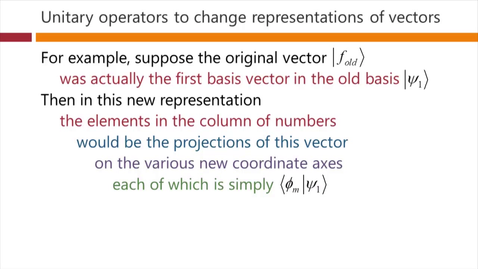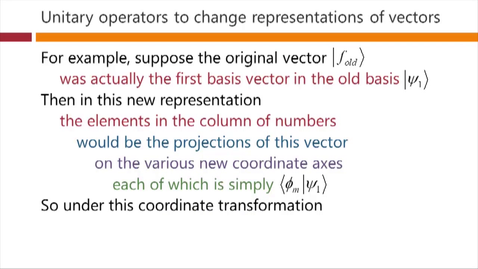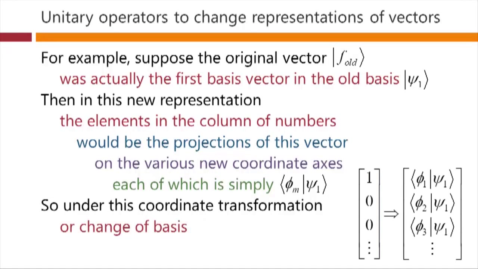So for the mth new coordinate axis, this is the number that gives us the projection onto that axis, phi m. So under this coordinate transformation, or this change of basis, what used to be a vector that was 1, 0, 0, and so on, because this was our f old, was psi1, is now going to turn into a vector with the following numbers in it, the following expansion coefficients, if you like. Simply these projections of psi1 onto each of these new coordinate axes.